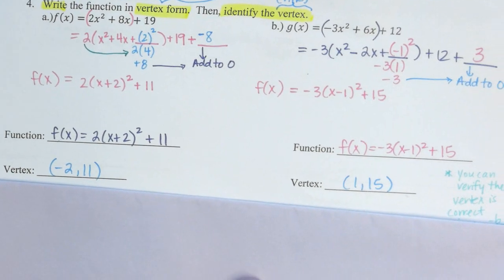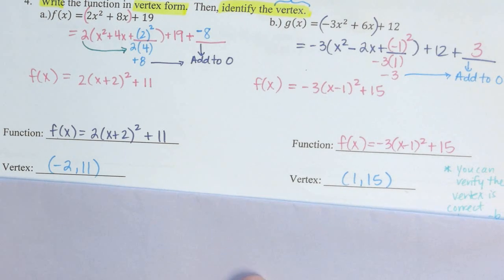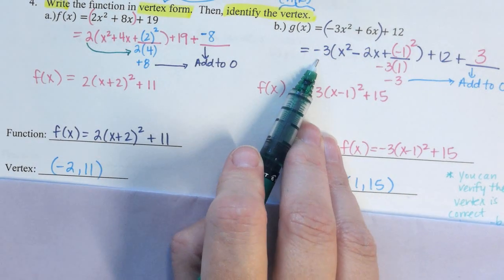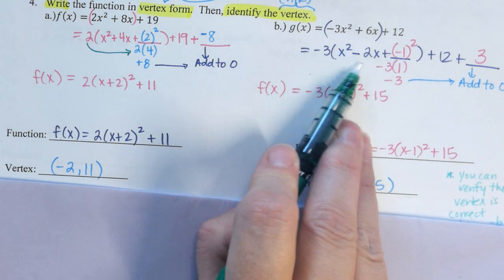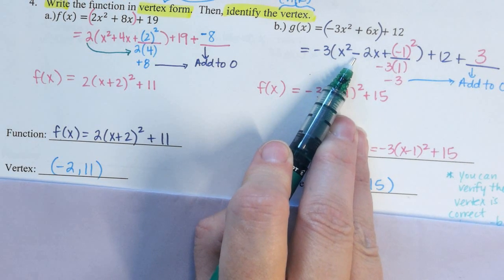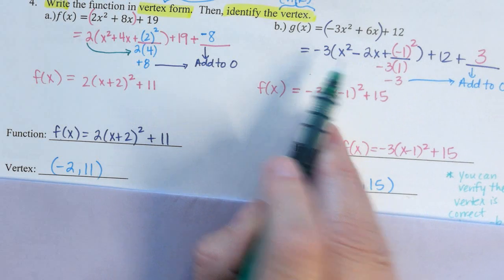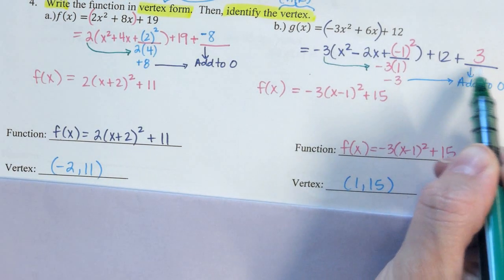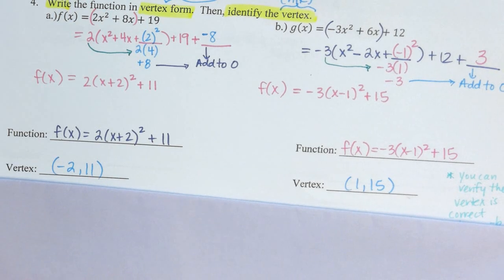The functions are the ones where you have to have your f of x equals. And then b was a little bit trickier because you did have a negative to factor out. So if you're dividing by a negative, this will be negative. And then when you distribute, negative 3 times 1 is negative 3. So here you actually have to add 3.